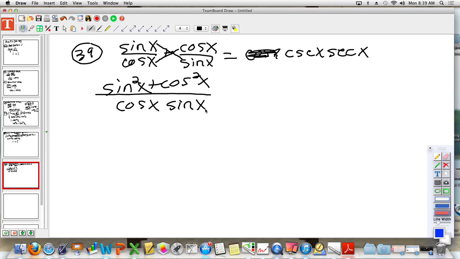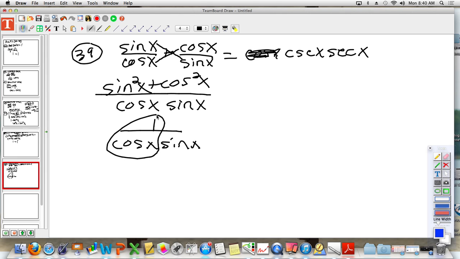What's the top? What is the sine squared plus the cosine squared? 1. So we have 1 over cosine of x sine of x. Okay, this 1 is on top of both the cosine and the sine. Well, what is 1 over cosine?